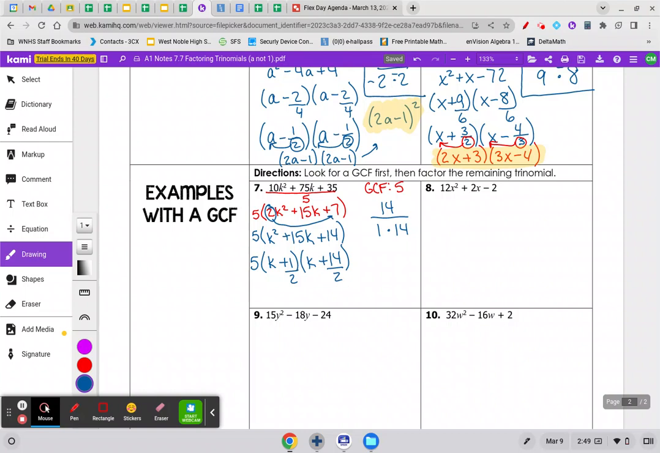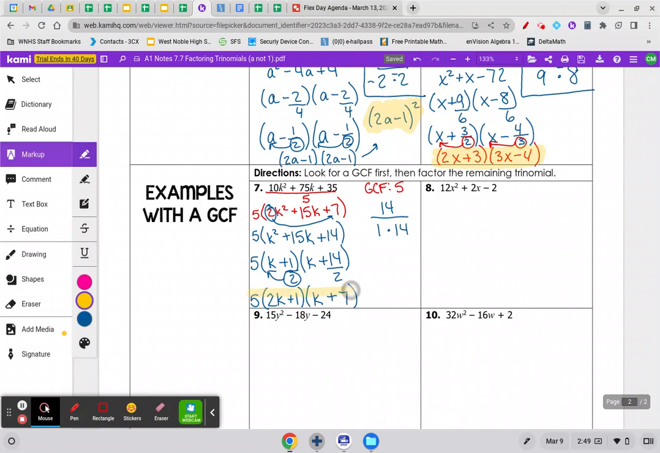It's not the greatest common factor. It is the a value. I almost messed that up. This one does not reduce, so the 2 needs to go in front. So we have 5 times parentheses 2k plus 1. 14 over 2 does reduce, 2k plus 7. And that is our factored form. More steps here. We have slip and slide method as well as greatest common factor.